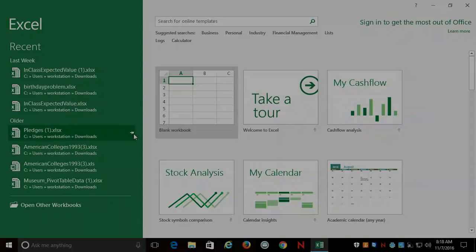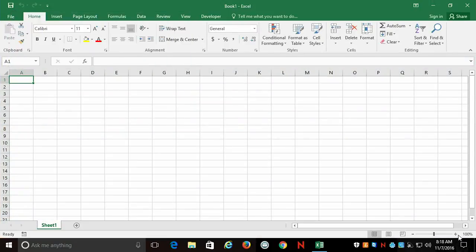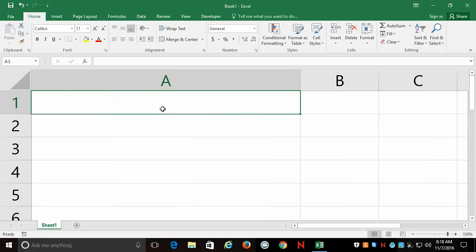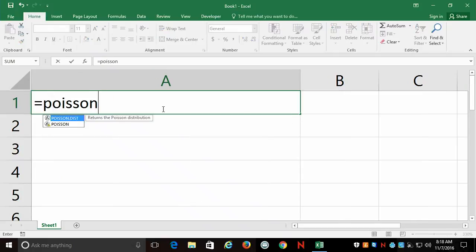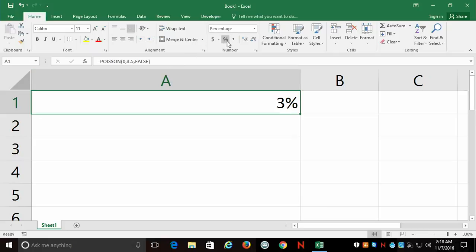So I'm going to go to Excel and let's do part A. You'll see it's not so bad. I'm going to make this bigger so you can see it. We're going to use our function. X is 0, mean is 3.5. Because it's equal to 0, we're going to use false. That tells me there's about a 3% chance. So let's make it a percentage, 3.02%. All right, so not so bad there.